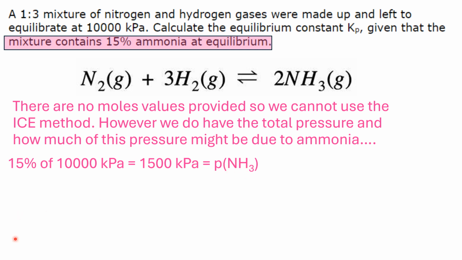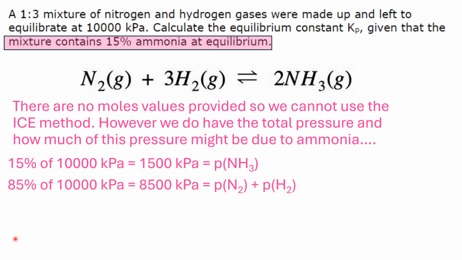So the whole point of a KP question is to arrive at the partial pressures for each of the components of your mixture. So we can bypass the need to do the ICE method because essentially we can go straight to working out the partial pressure. So if 15% has ended up as ammonia, that must mean that 85% of the original reactants actually remain. So that's your total partial pressure of nitrogen and hydrogen combined will be 8,500 kilopascals. So obviously 8,500 plus 1,500 adds up to 10,000. So we've got the right proportions so far.